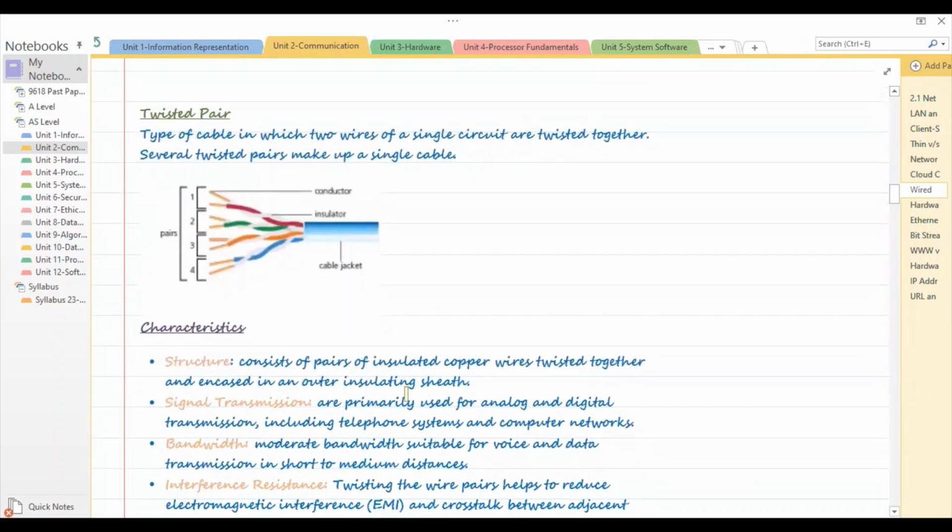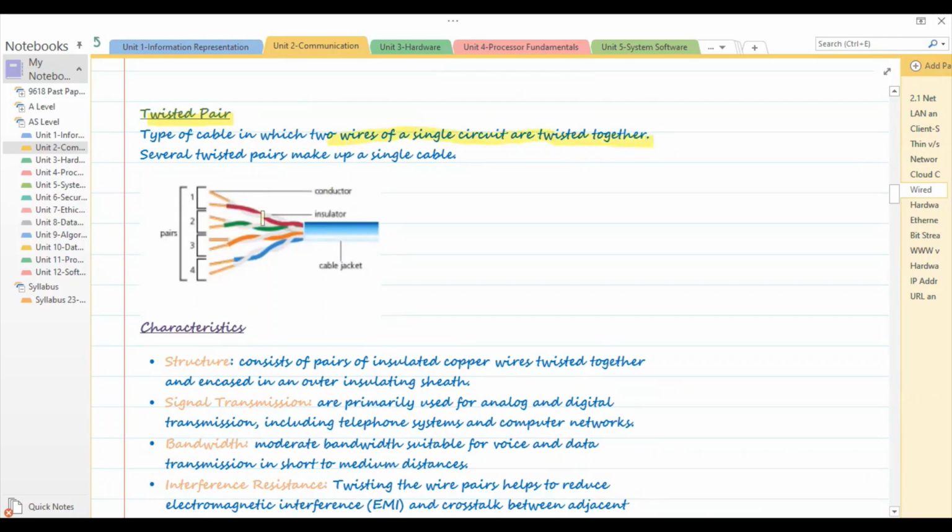Next comes twisted pair, which is not mentioned in your syllabus. However, it is better that it is taken up here for your better understanding. Twisted pair cable. This is a type of cable in which two wires of a single circuit are twisted together, as you can see in this image.